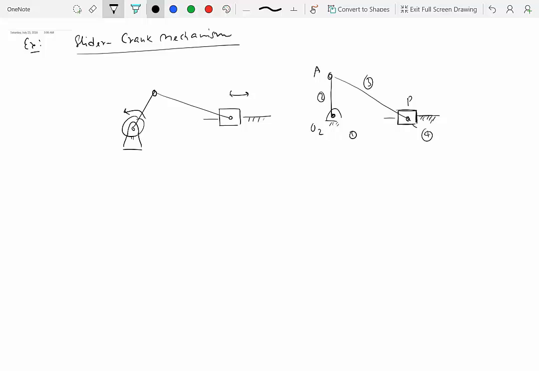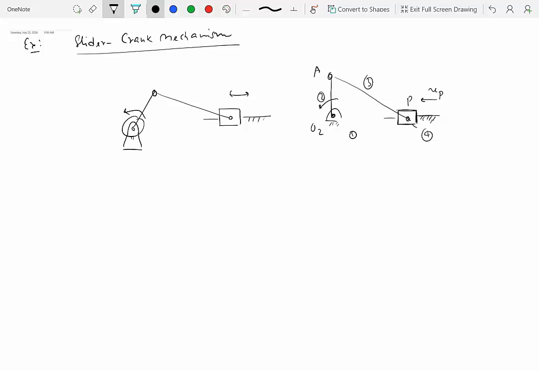So let's say we know the velocity of the piston, okay? So let's say this is going this way and the piston is moving this way, and we know the velocity of the piston as Vs, or maybe I should just call it Vp to indicate this is the velocity of the piston P. All right, and the question is, what is the angular velocity of O2A? What is the angular velocity of AP, and so on?